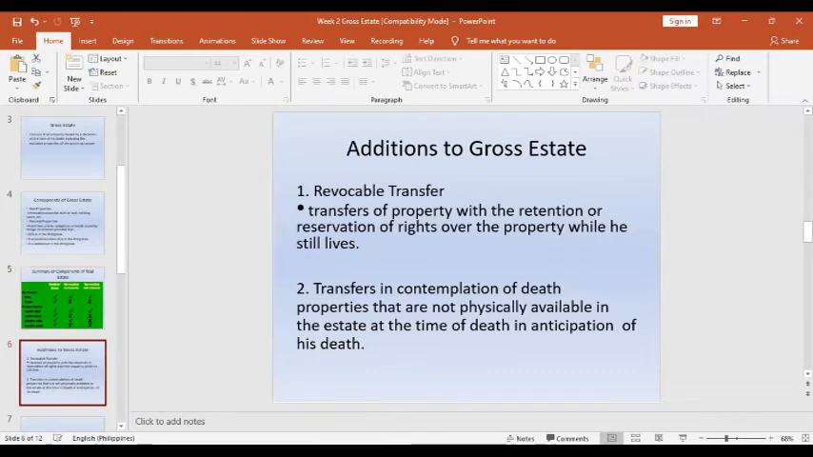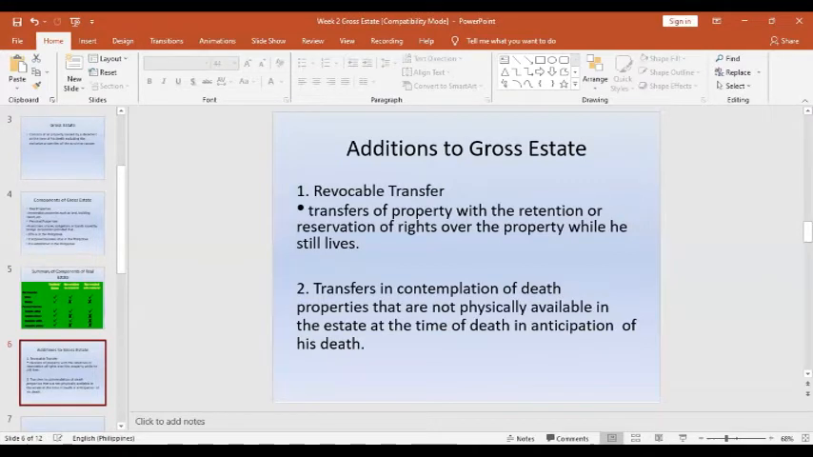Okay, so what are the additions to the gross estate? So what are those additives? Okay, the revocable transfer. These are the transfer of property with the retention or reservation of rights over the property while the decedent lives. Those are the additives on the gross estate.